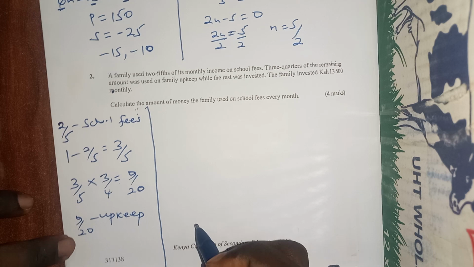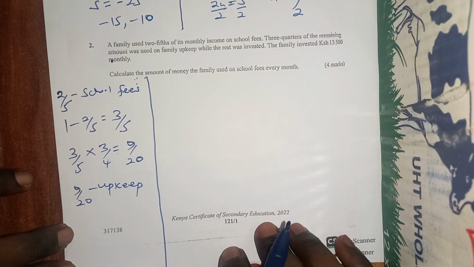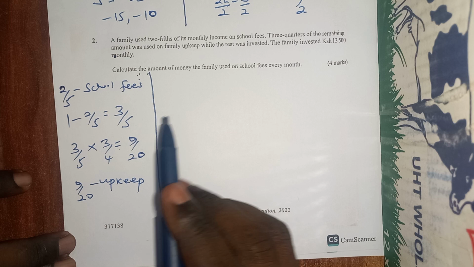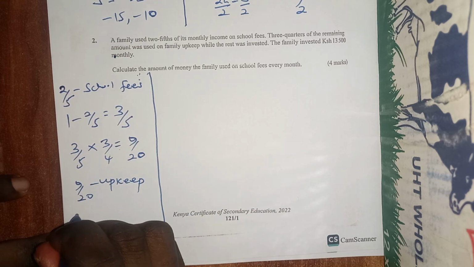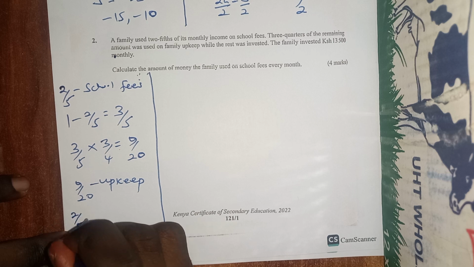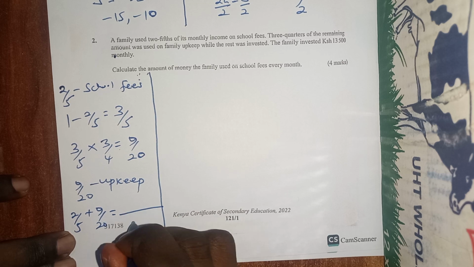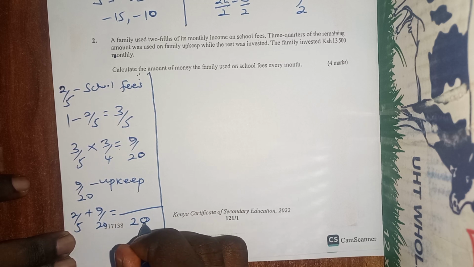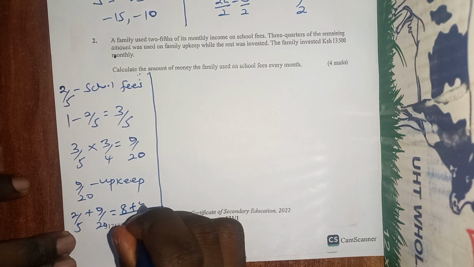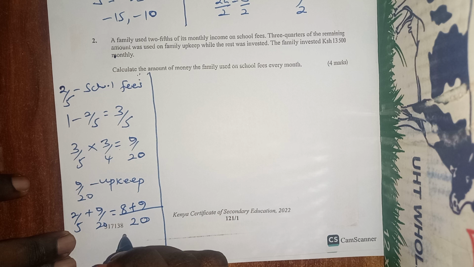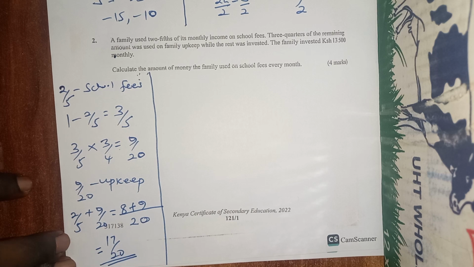Okay, then the rest. Now the rest is going to be the whole minus the school fees plus the upkeep. The school fees, which is 2/5, plus the upkeep, which is 9/20, is going to give us, the LCM is 20 here. 4 plus 2, 8, plus 9. That's going to be 17/20. Okay, so we have 17/20.